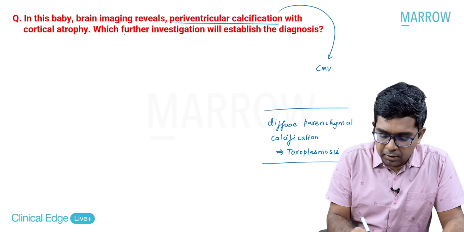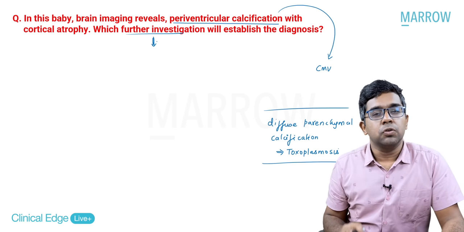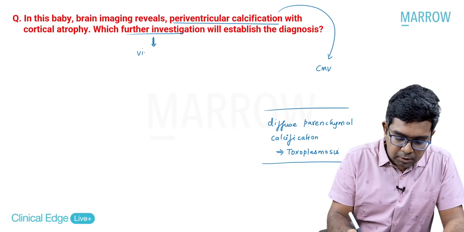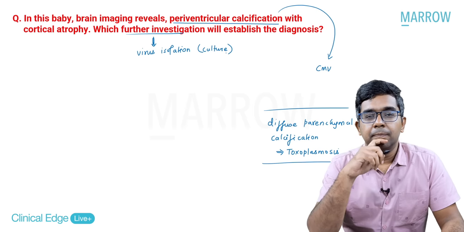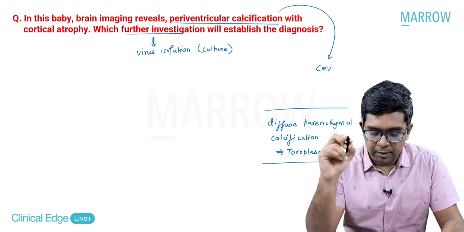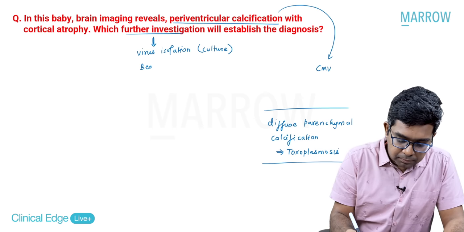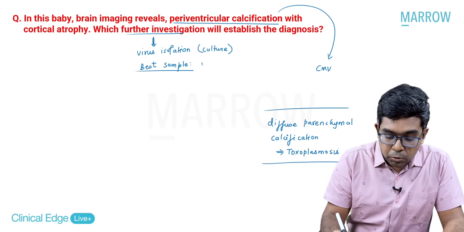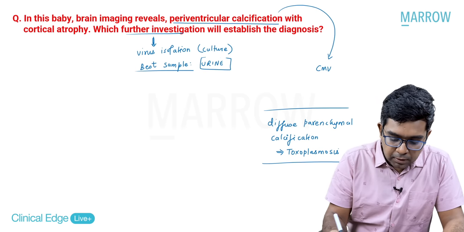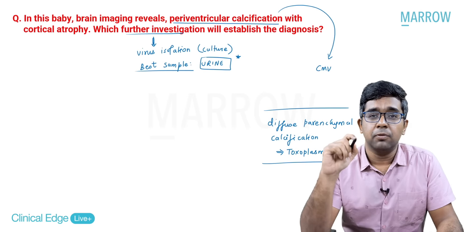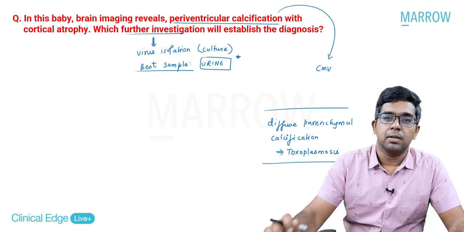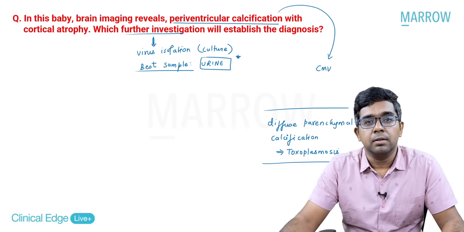Now, the question is, which further investigation will establish the diagnosis? Of course, now I have to go for virus isolation with the help of culture. And what will be the best sample for this particular virus isolation or culture? The best sample is going to be not blood sample. Any guesses on what is the best sample? It is a urine sample, because urine is supposed to have the highest concentration of the CMV virus, and that is why urine sample is the best sample for virus isolation or culture in this particular case. Okay, that will be about the clinical vignette number 14.